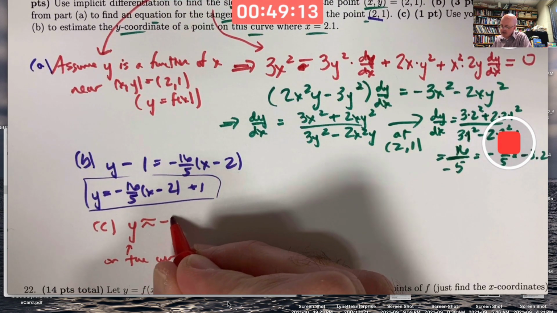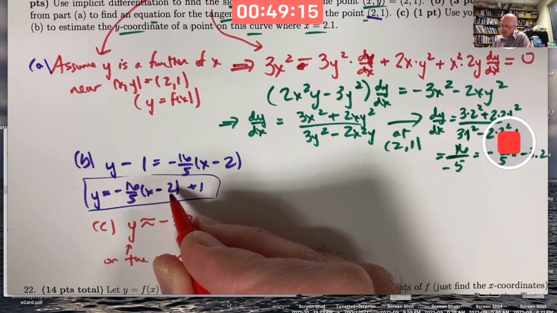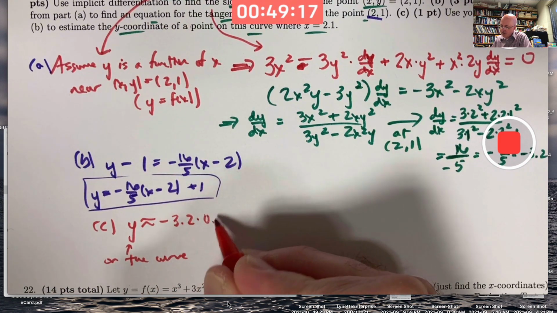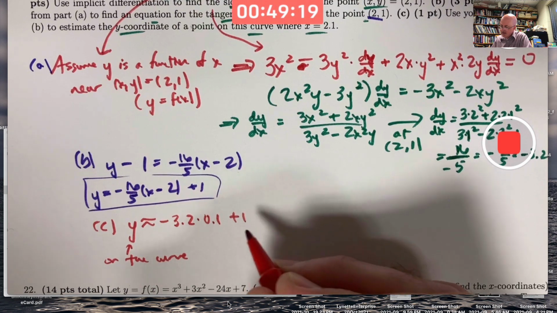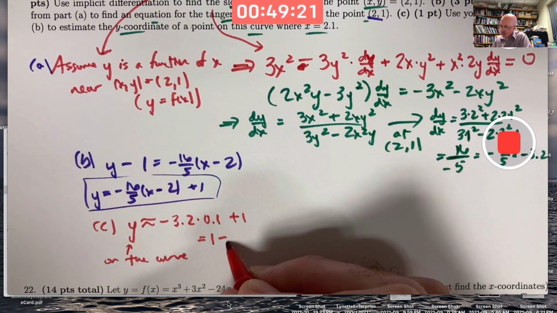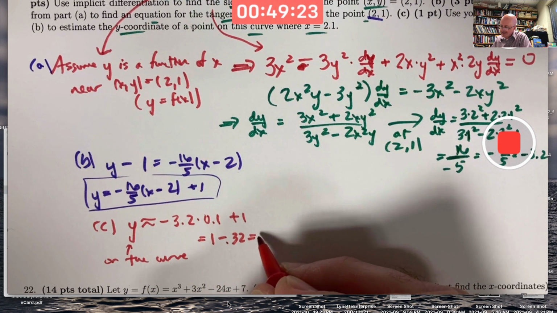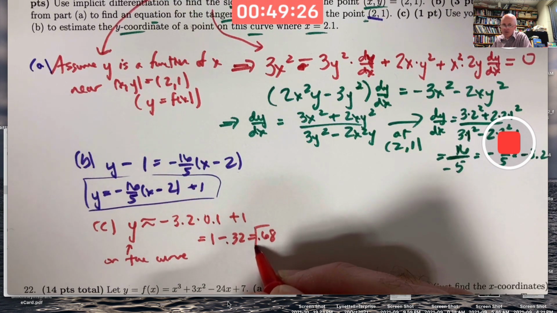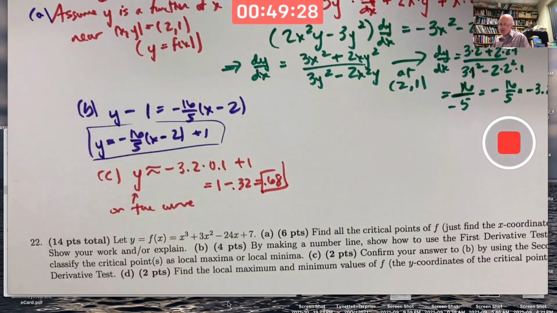Negative 16 fifths is again negative 3.2. 2.1 minus 2 is 0.1, times negative 3.2 is negative 0.32, plus 1 gives 0.68, the approximate y coordinate on the curve when x is 2.1. Is it exactly on the curve? I'm sure it's not.